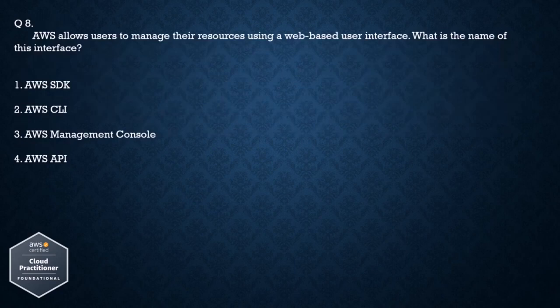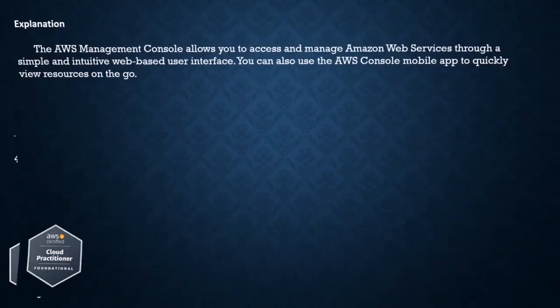Question number 8. AWS allows users to manage their resources using a web-based user interface. What is the name of this interface? 1. AWS SDK. 2. AWS CLI. 3. AWS Management Console. 4. AWS API. The correct answer is AWS Management Console.